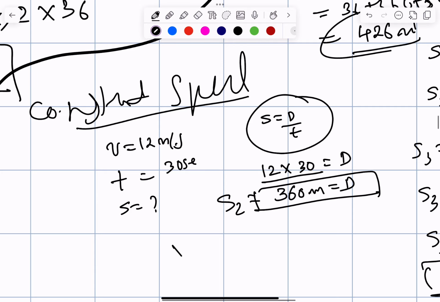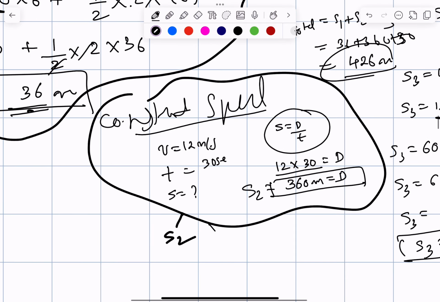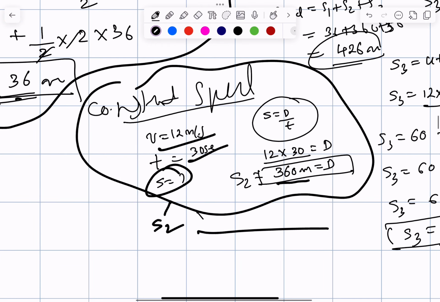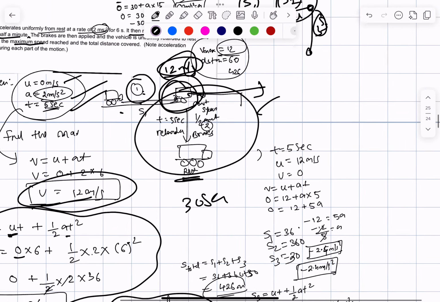So S2 is here. We know that velocity was 12 meter per second and time was 30 seconds. Simply calculate the distance, because it is constant. You don't have to use any kinematic equation here. Simple. So you get 360 meter as S2. S1 and S2 are clear.